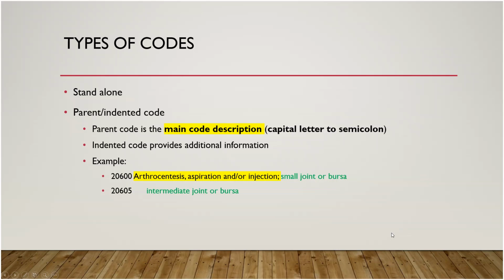Types of codes that we see in CPT. We have our standalone and our parent indented codes. So our standalone code is the code that's just there standing alone. They can be a single code where you assign that code. They can be add-on codes. So it's a code that doesn't indent. It just stands alone. We add that.